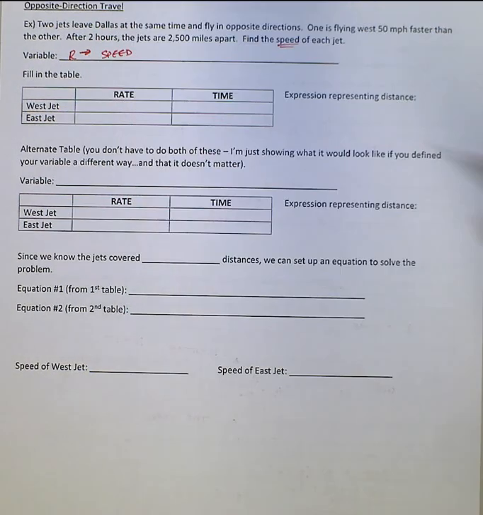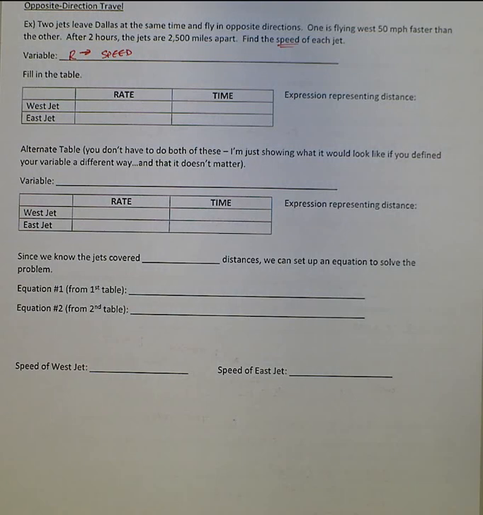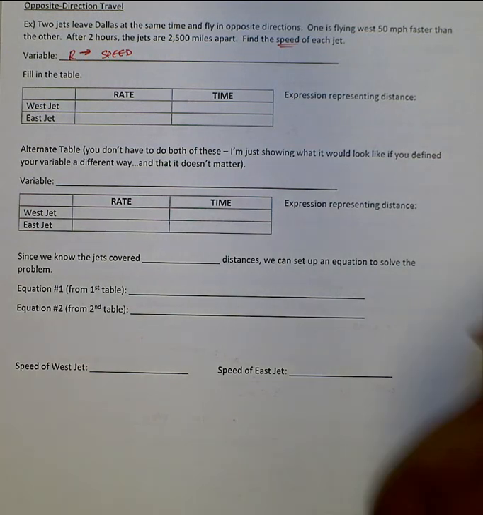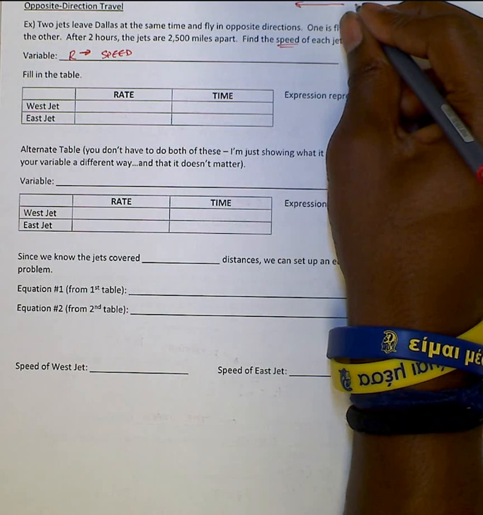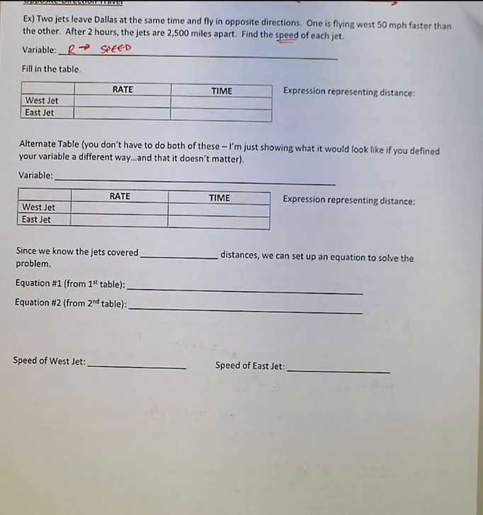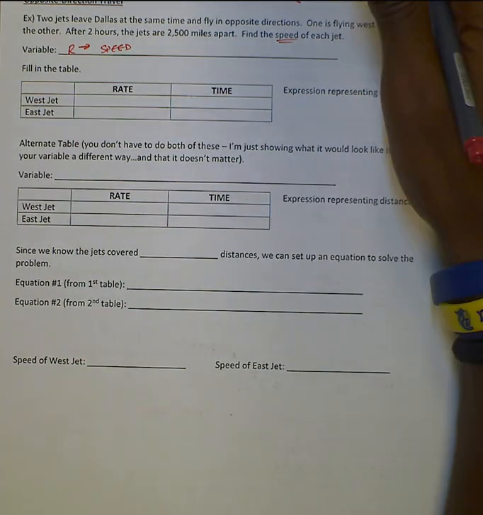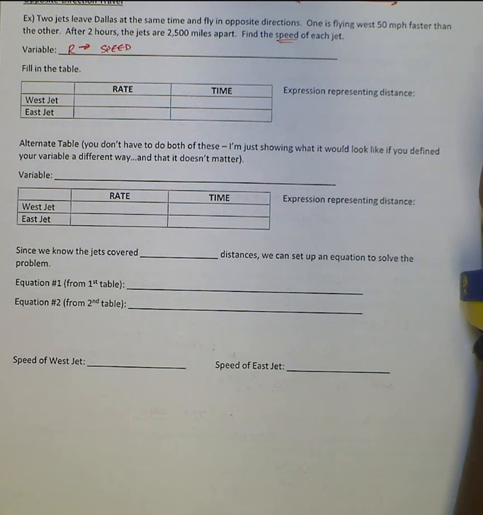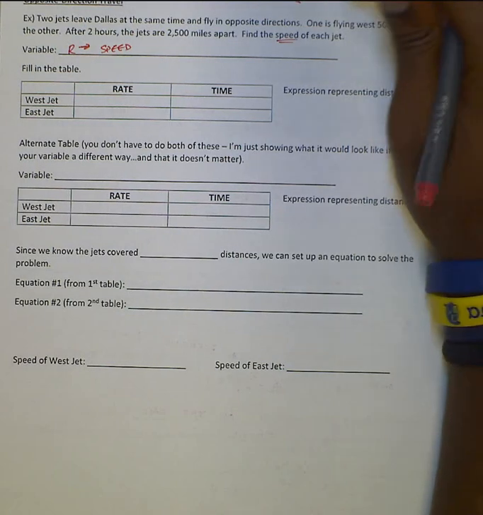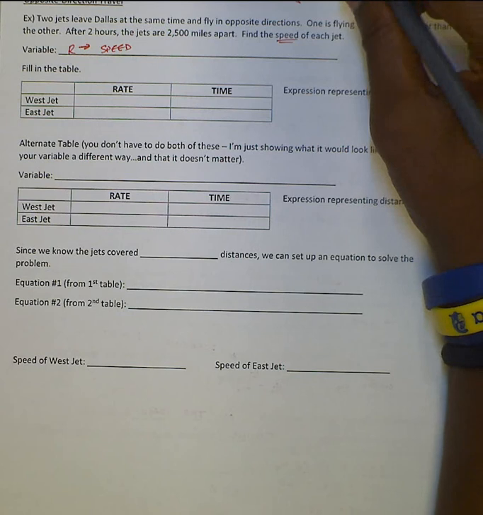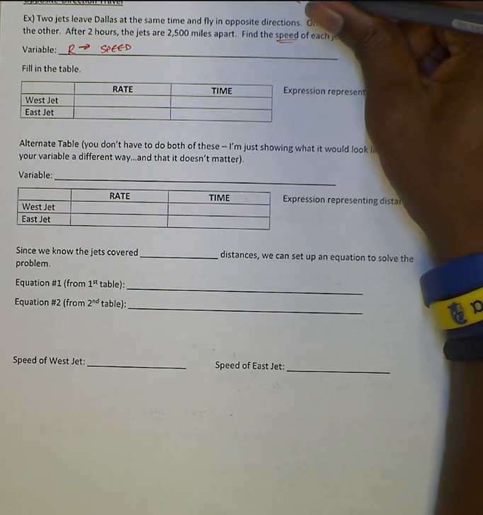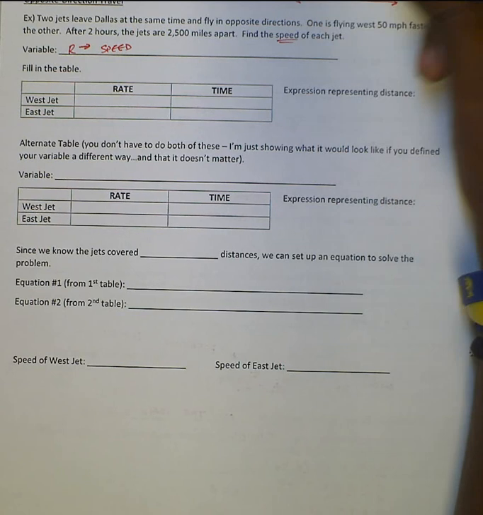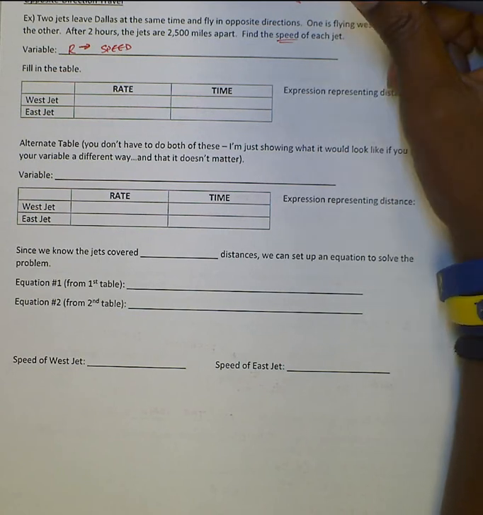Okay, and so let's look at these. 2 jets leave at the same time. Well, they fly in opposite directions. I'm going to just draw arrows because that's easier. Okay, one's flying west 50 miles per hour faster than the other. So I don't know how fast either of them are going, but one's flying west 50 miles per hour faster than the other. So I'm going to say this is R plus 50. Okay, that's how fast it's going.